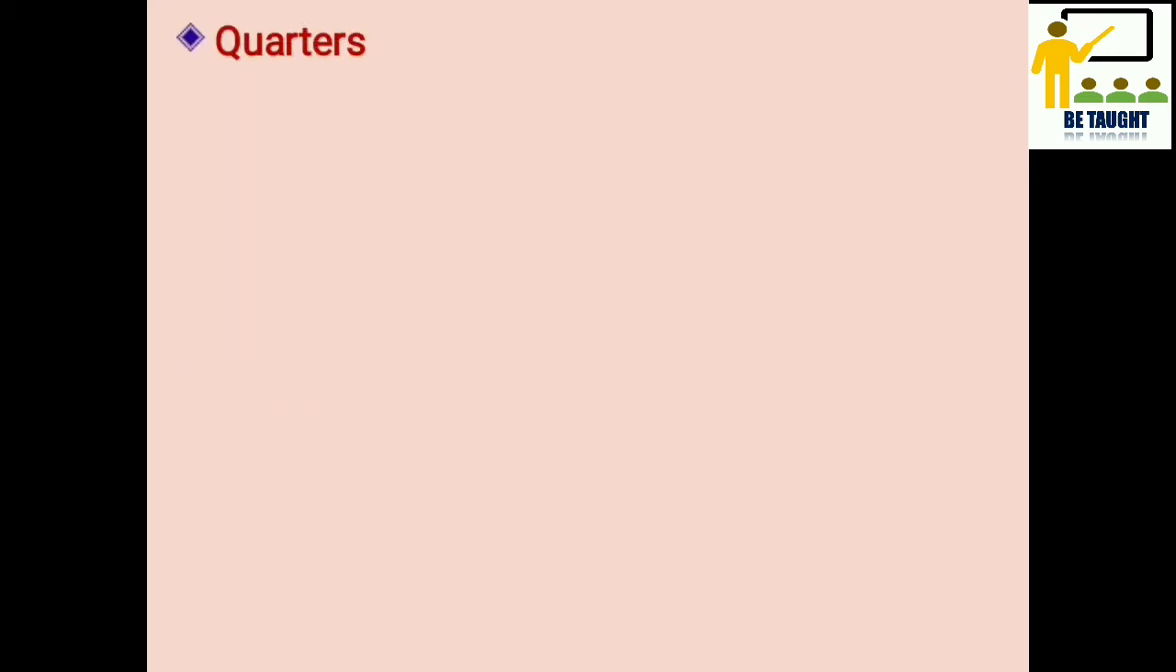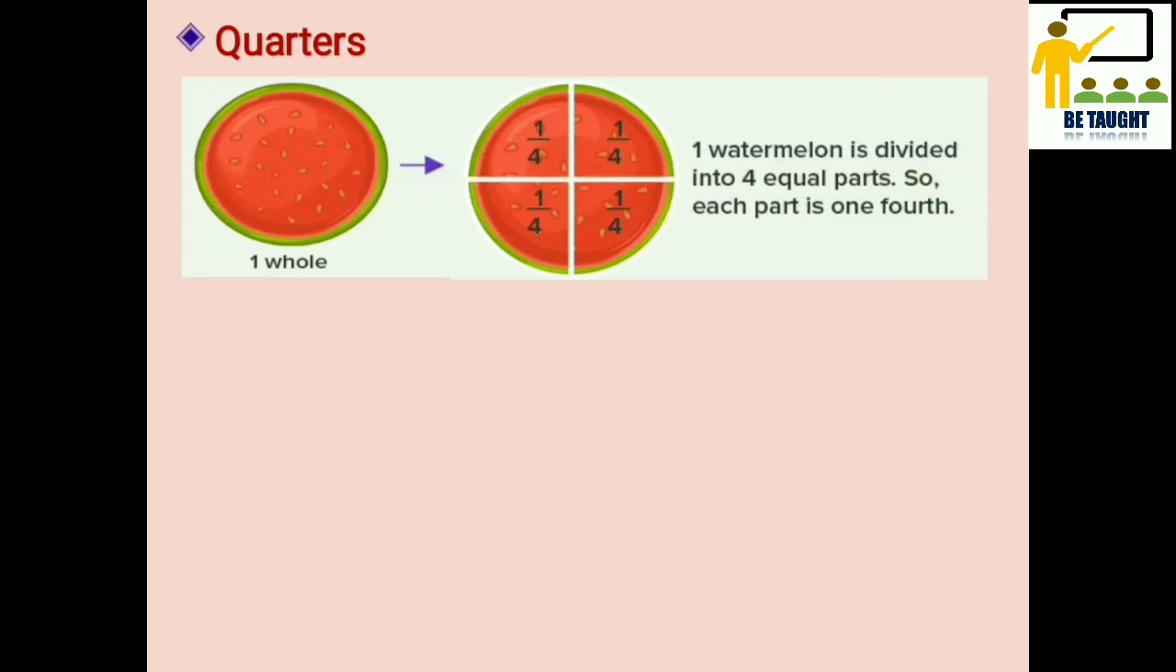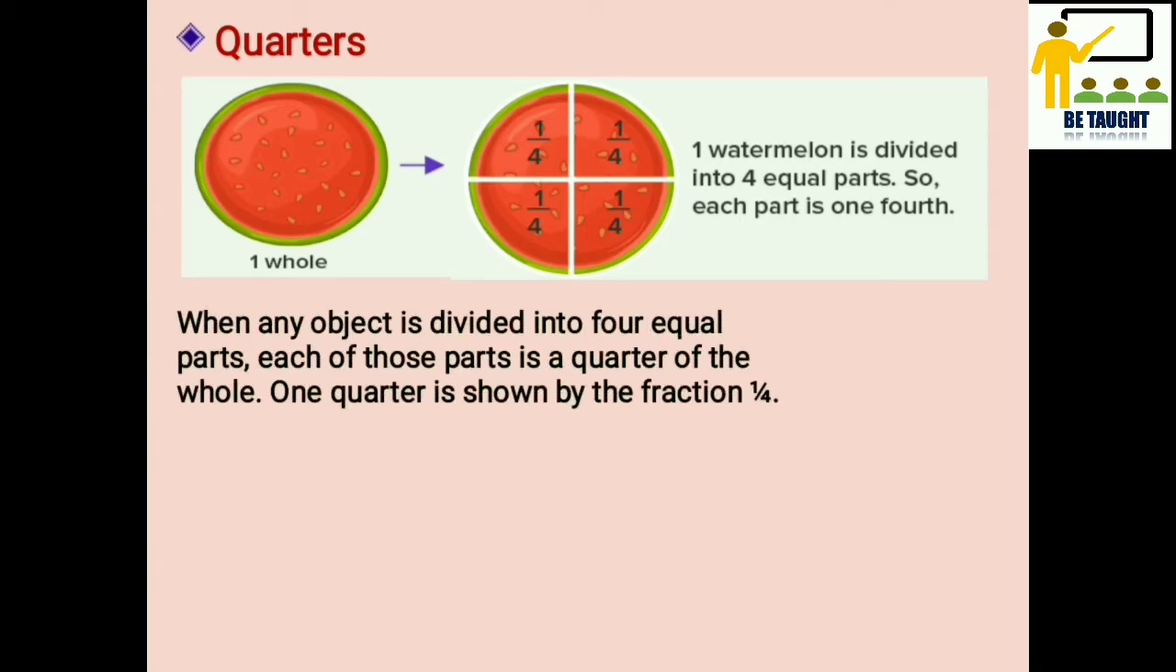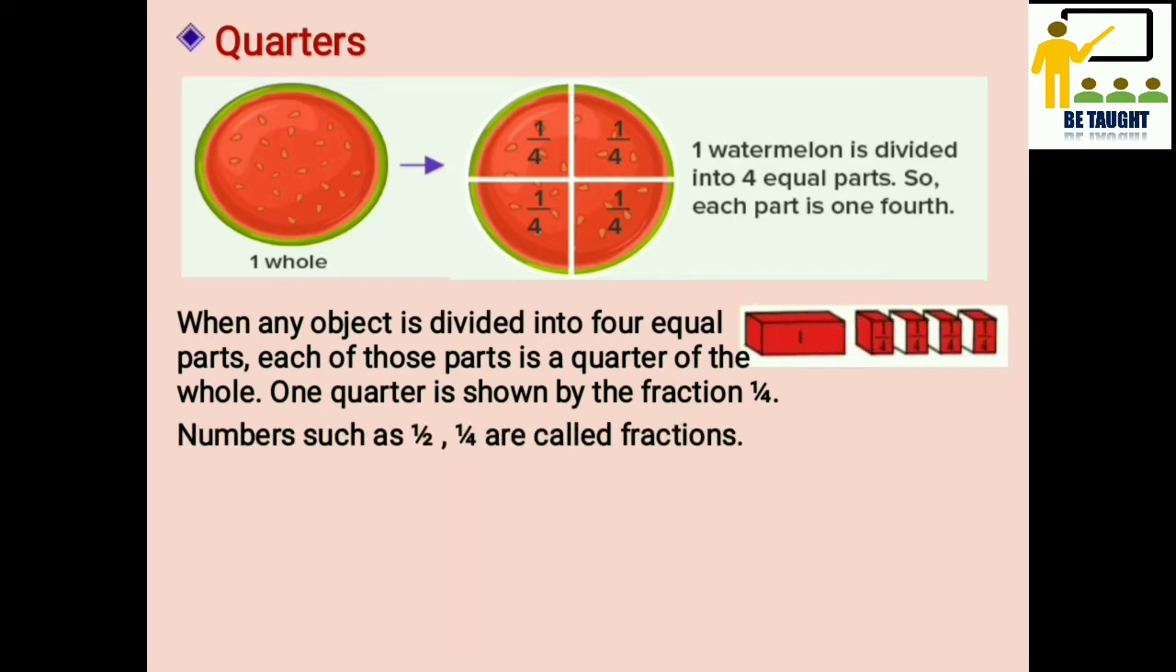Quarters. Again, one watermelon is given to us and we have to divide it into 4 equal parts. So after dividing, each part is 1/4. So when any object is divided into 4 equal parts, each of those parts is a quarter of the whole. 1/4 is shown by the fraction 1/4.